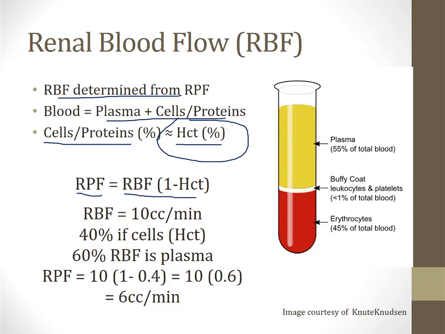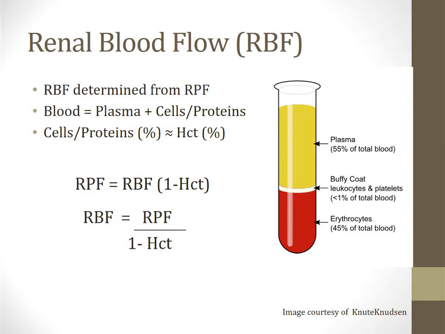So for example, if we knew that renal blood flow were 10 cc's a minute, and we knew that 40% of that blood was cells and proteins, that's the hematocrit, that means 60% of the renal blood flow must be plasma. Therefore, the renal plasma flow is the 10 cc's a minute times 1 minus 0.4 or 0.6, which works out to 6 cc's a minute.